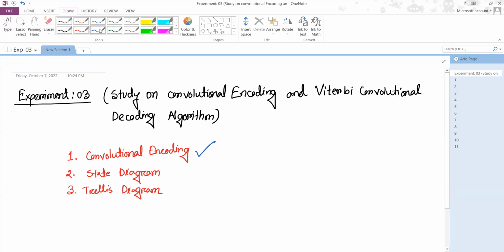Okay, so in the last lecture video, I talked about convolutional encoding. And now in this lecture video, I'm going to give the lecture based on the state diagram and the trellis diagram. Okay, so let's start with the state diagram.